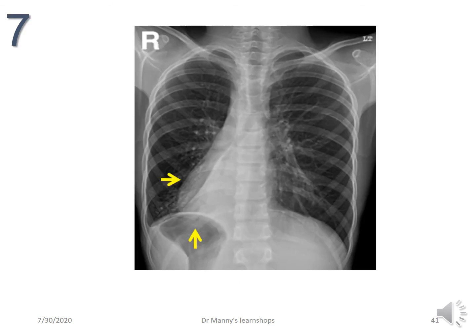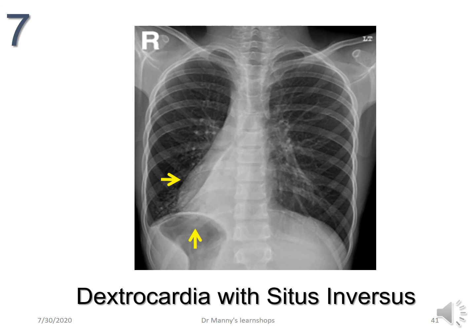Okay, what do you think? Stomach's under the right hemidiaphragm. Liver is under the left hemidiaphragm. The heart, main portion, is on the right side. Orientation's correct. It indicates that this is the right side. The lungs appear to be transposed. This is Dextrocardia with Situs Inversus.